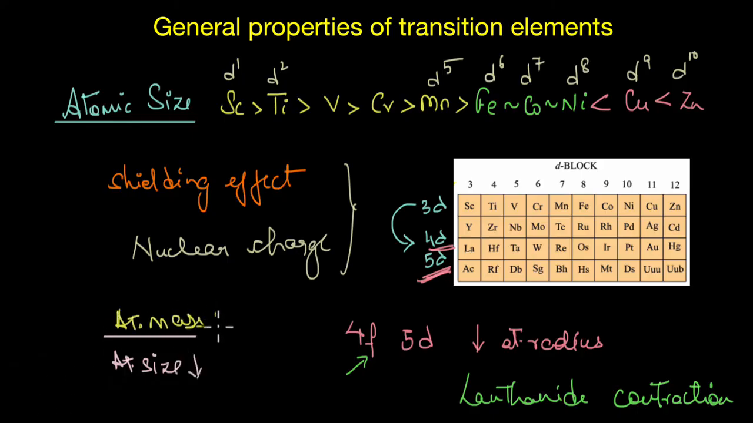So, what do we have here? Well, mass divided by size or volume is nothing but density. So, the decrease in atomic size or the metallic radius coupled with an increasing atomic mass results in an increase in the density of these elements.